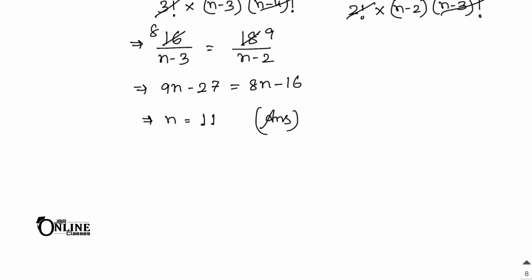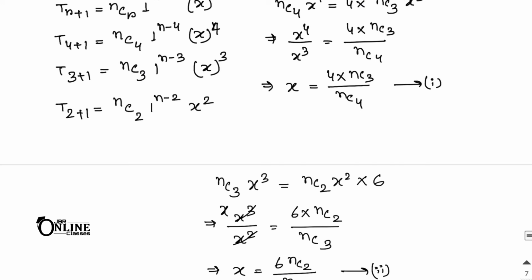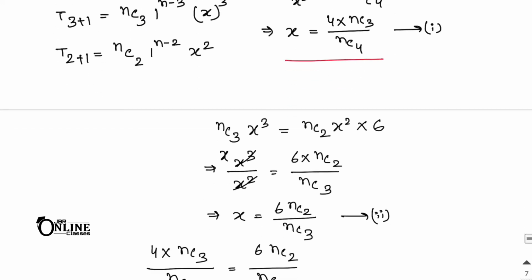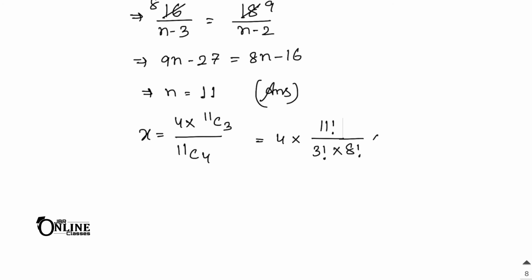Now you also have to find the value of x. So do one thing, just put the value of n in equation number 1, where x equals 4 nC3 divided by nC4. So you can write x equal to 4 times 11C3 divided by 11C4. That will be 4, 11C3 means 11 factorial, then 3 factorial and then 8 factorial, and 11C4 means 11 factorial, 4 factorial and then 7 factorial.